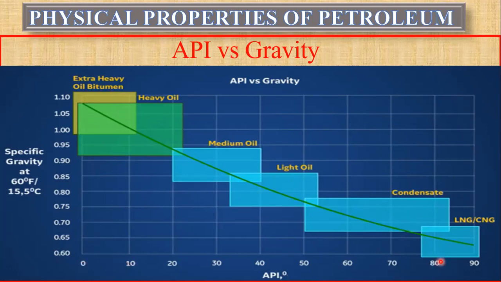And then when you come here, we have an API gravity of 80 to 90, and it shows LNG and CNG. LNG is liquefied natural gas, and CNG is compressed natural gas, or sorry, condensate. That's natural gas which has been compressed. So all this shows how API gravity affects the type of crude oil product that you are likely to get.